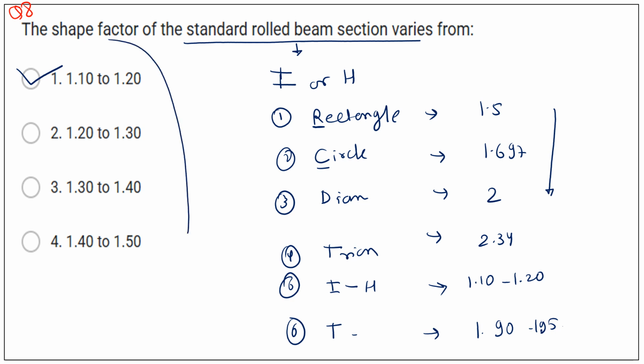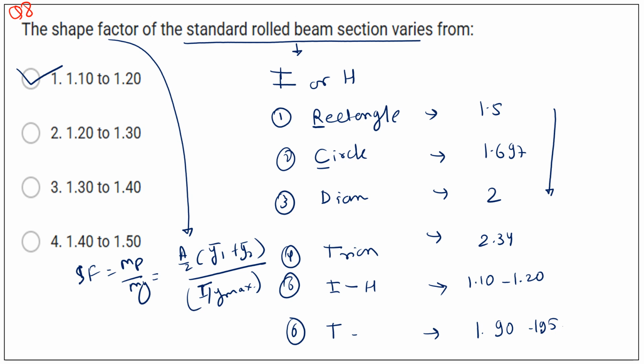If you want extra points related to the shape factor, the formula for shape factor is Mp by My, or you can elaborate this formula as A by 2 into (Y1 bar plus Y2 bar) divided by I by Y max. I by Y max is nothing but the section modulus. So this is how you can connect your discussion from one question to another.